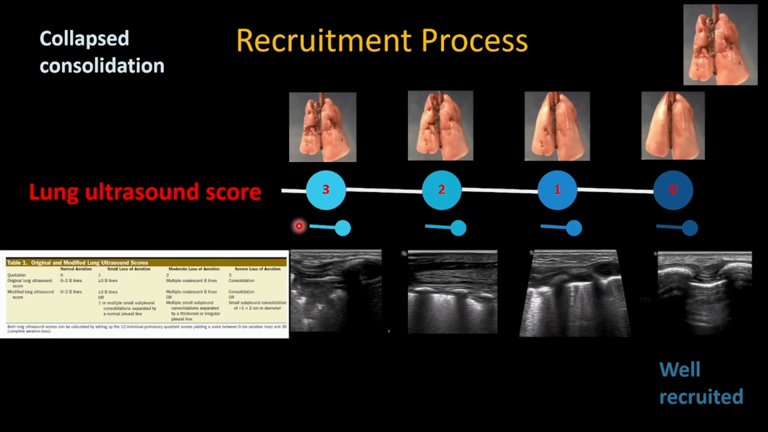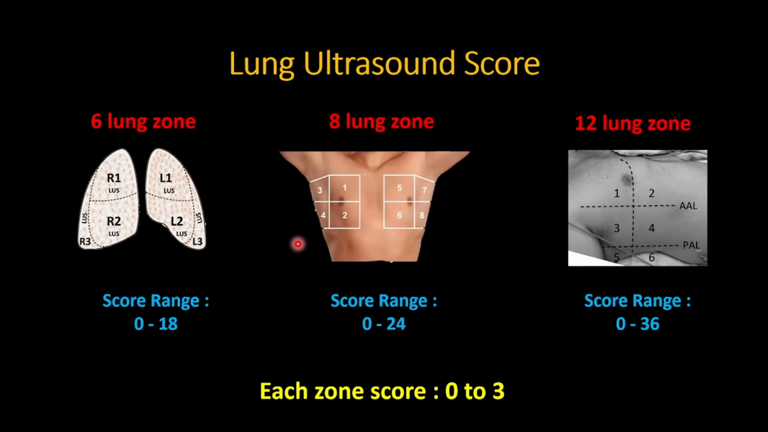Unfortunately, in the current literature there are a lot of definitions, so it's rather confusing. Besides that, there are also different areas or zones of scanning. Some literature mentions using 6 lung zone scanning, especially for smaller children. Some literature addresses 8 lung zone scoring, and some 12 lung zone scoring. Each lung zone will be given a score of 0 to 3, as we discussed earlier. Hence, the score range for 6 lung zones will be 0 to 18, 8 lung zones will be 0 to 24, and 12 lung zones is 0 to 36.